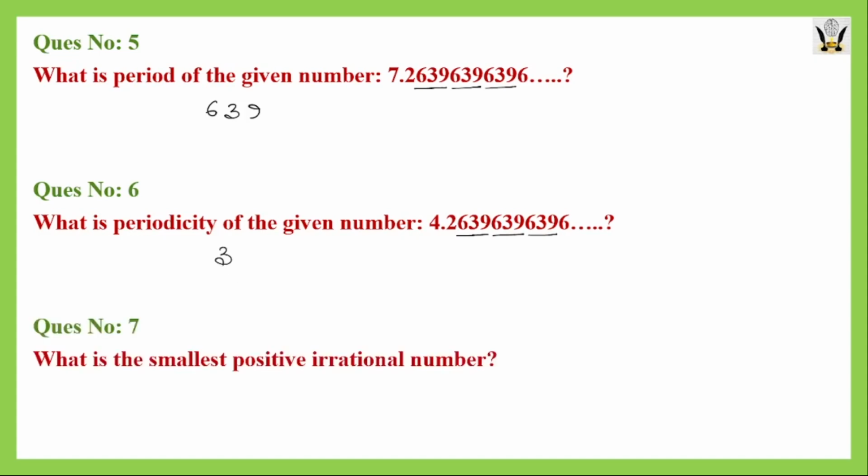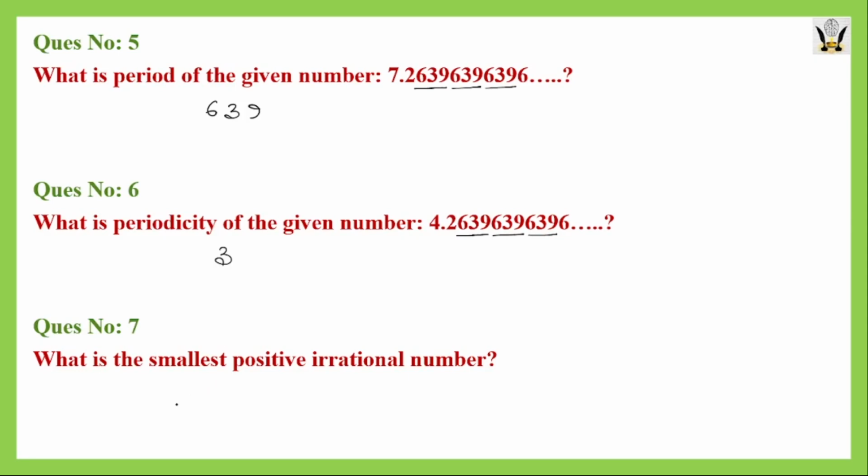Now in the next question we have to find the smallest positive irrational number. Now we know that an irrational number is a number that we cannot represent as the ratio of P and Q, where Q is not equal to 0 definitely. And this time we have to find the positive irrational number which is smallest.